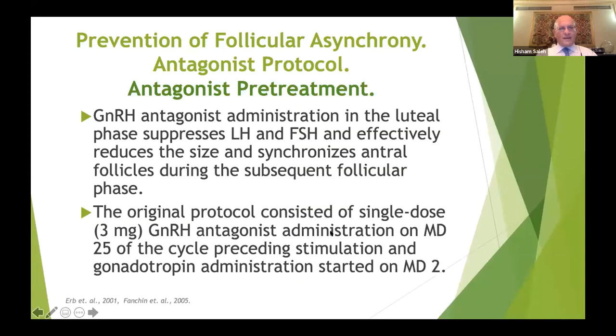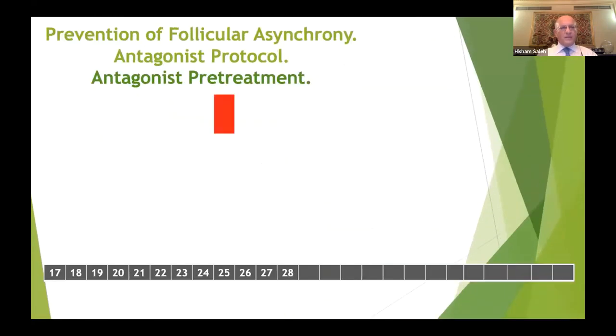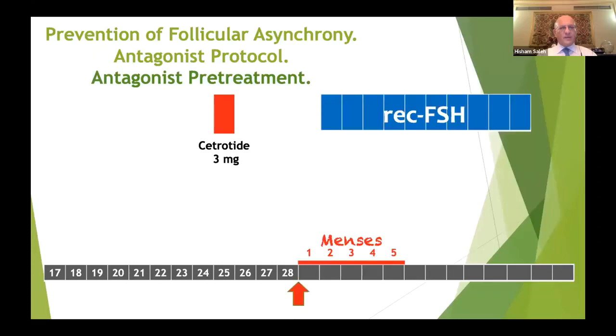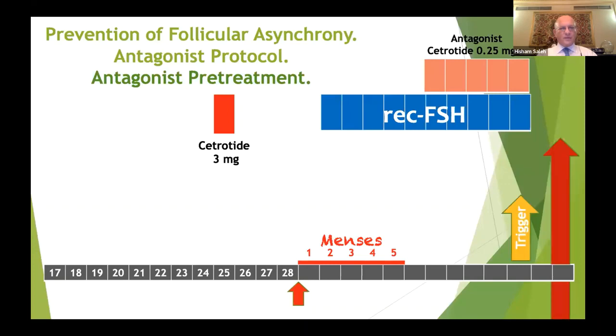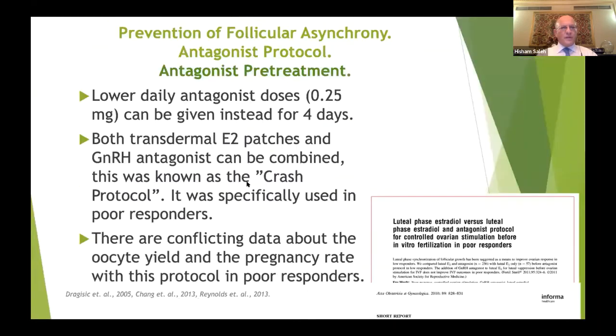25 of the cycle, and they start the stimulation on menstrual day 2 because menses comes in time. This is how you use this protocol. You give one single dose of 3 milligram cetrotide on the 25th day of the cycle. You expect the menses in time, and you start on day 2 your rec-FSH and continue the protocol as usual.